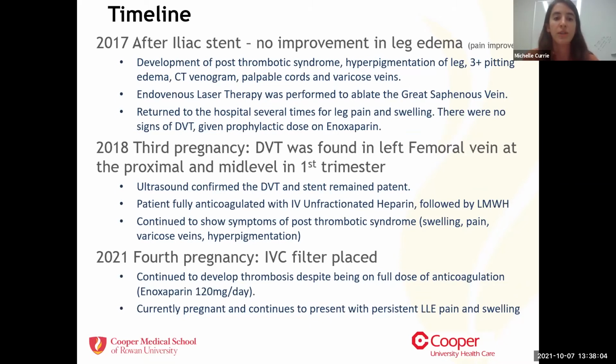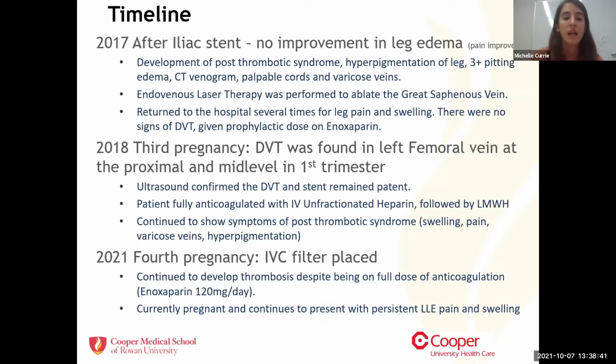And at this point, she developed a post-thrombotic syndrome. So there's hypopigmentation of her leg, 3+ pitting edema. A CT venogram confirmed there were no DVTs. And on physical exam, you could see palpable cords and varicose veins. At this point, because the swelling wouldn't go down, the decision was made to do an endovenous laser therapy to ablate the great saphenous vein. She returned to the hospital several times for leg pain and swelling throughout 2017, and there were no signs of DVT, and she was given a prophylactic dose of enoxaparin.